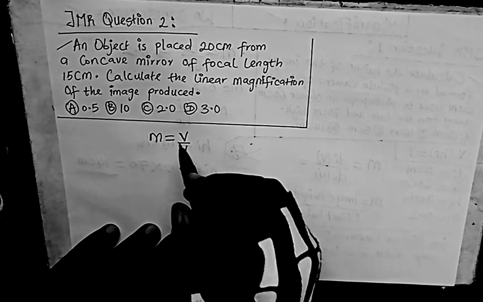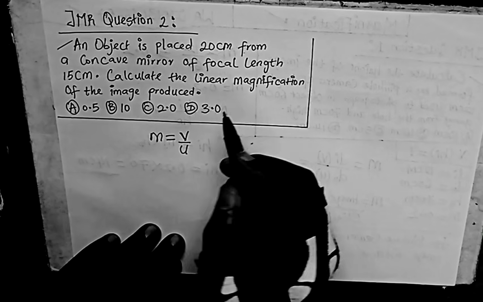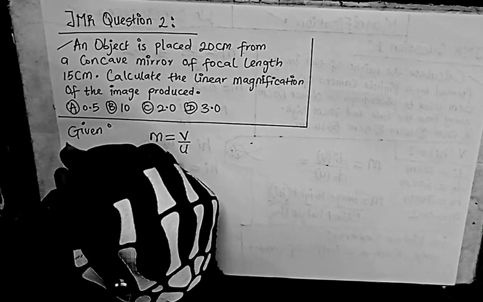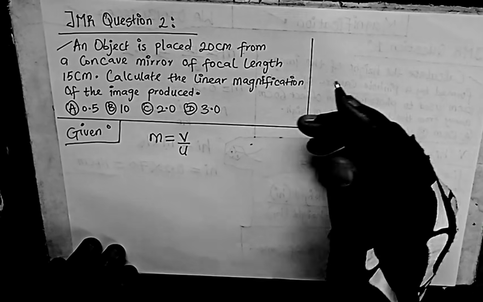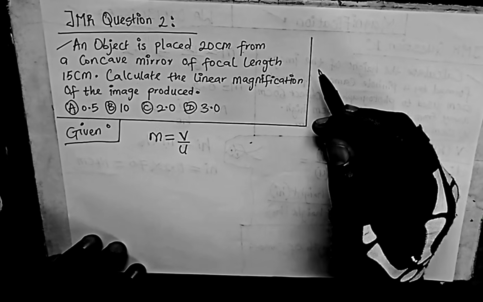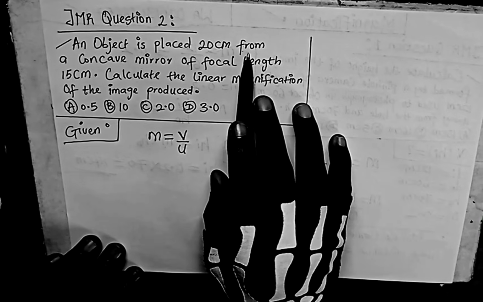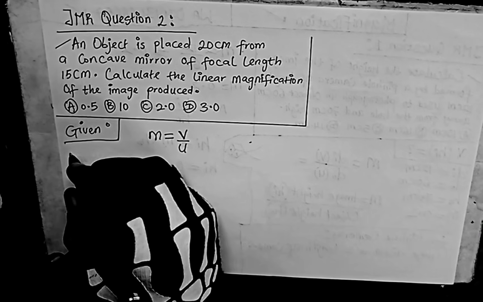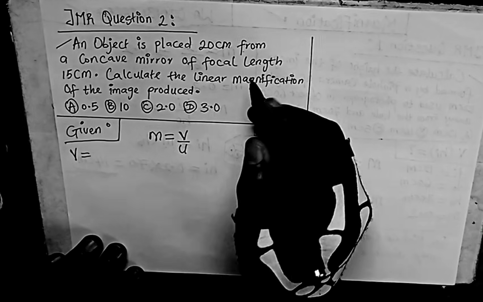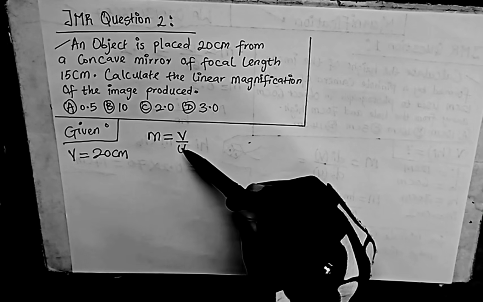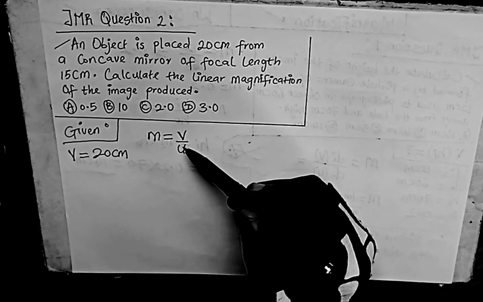Since this is the formula of magnification, we will write out all the things they give us, following the 11 steps of answering physics and chemistry calculation questions. This is our object distance already, so we put our V is equal to 20 centimeters. Now, is that the correct thing?